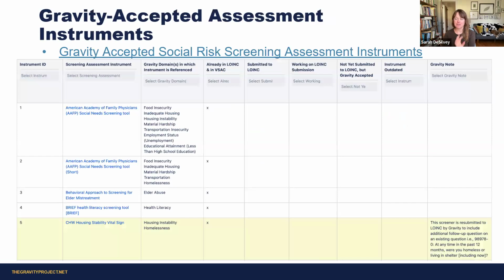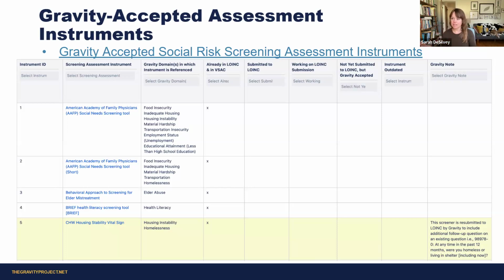This is not live, so it's a screenshot, and my apologies for that. But this is a non-live view of what that table looks like, right? You can see the name of the instrument, hyperlinks to the instrument, the domains to which the instrument refers, whether it's in LOINC and therefore part of our value sets, whether we're submitting it to LOINC or whether it's outdated. And outdated means it was once in the ecosystem and it has been demoted from use. And then you can also see notes. This is where we put notes on any copyright issues we might be having, or notes on internal use, any note that we feel is relevant and important for implementers.